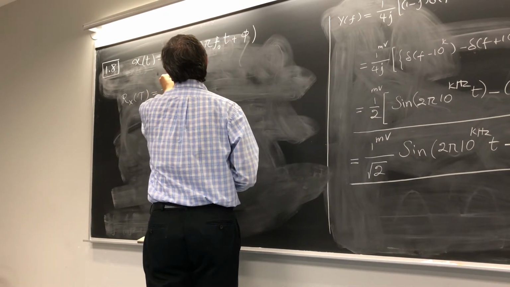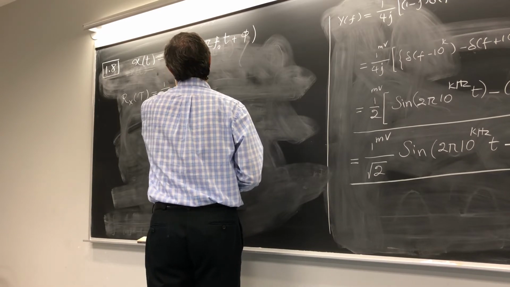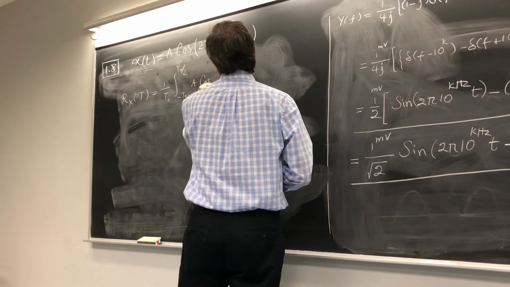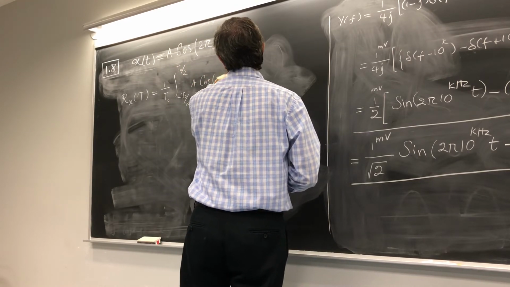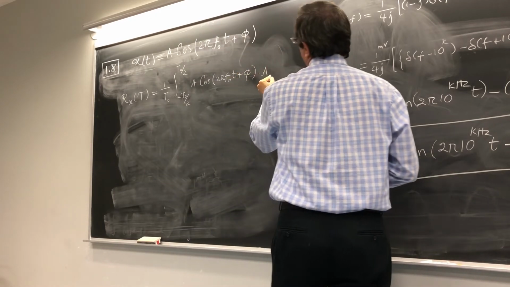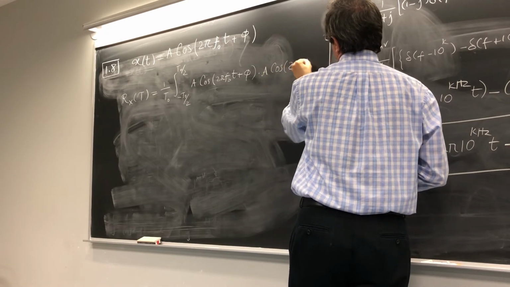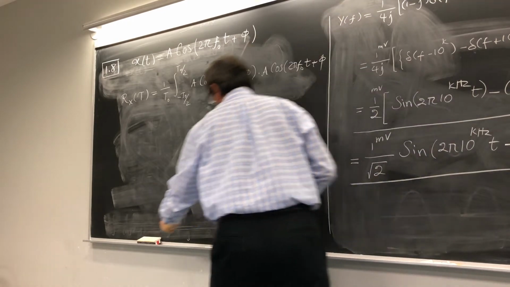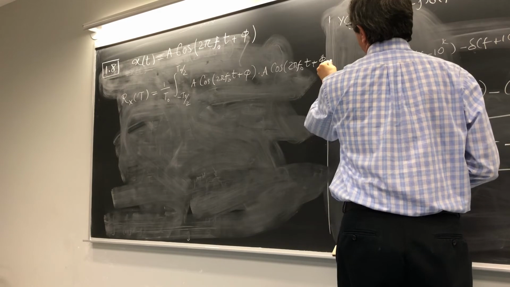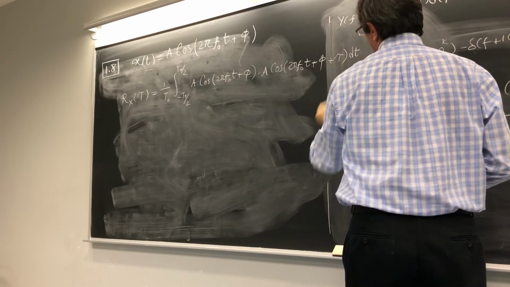1 over T naught, integral from negative T naught over 2 to T naught over 2. Then we've got A cosine of 2 pi f naught t plus phi times A cosine of 2 pi f naught t plus phi plus tau, dt.